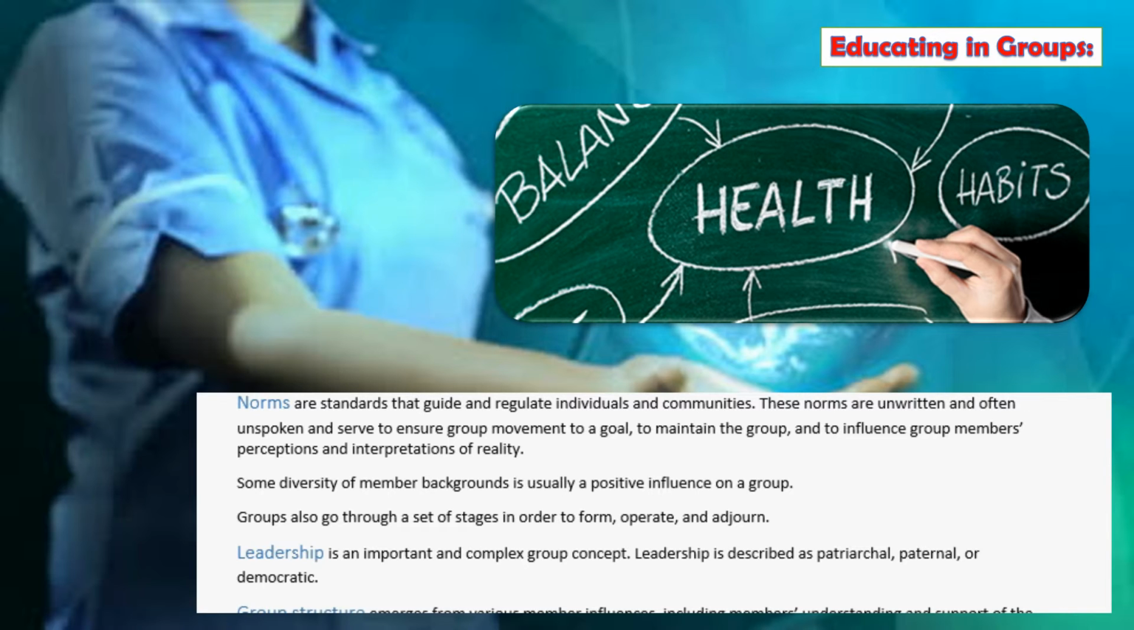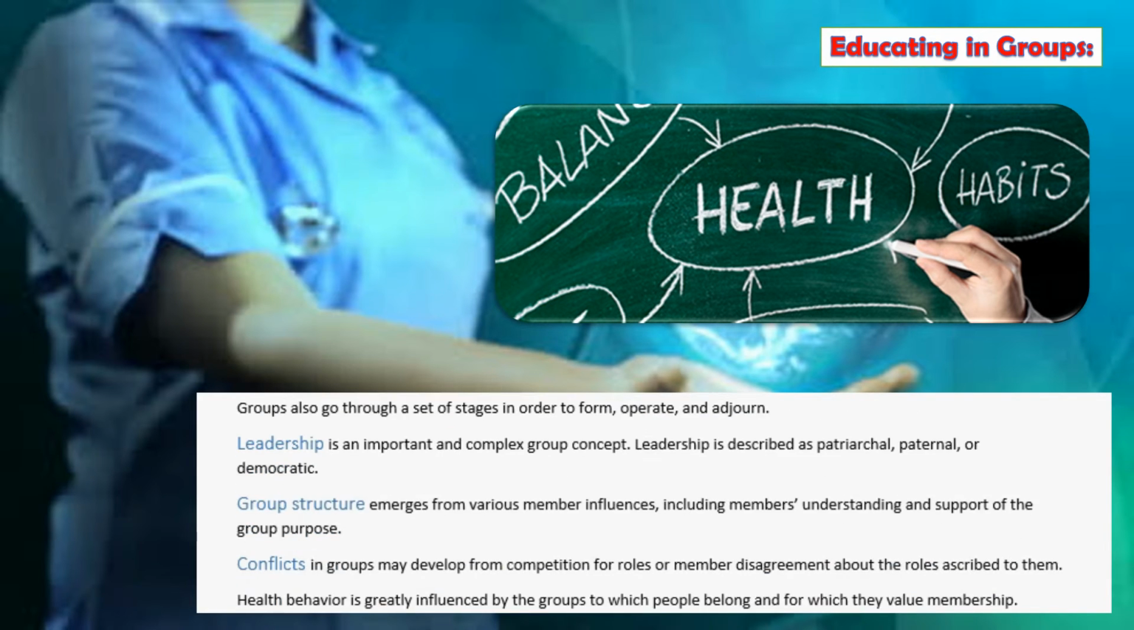Groups go through a set of stages in order to form and operate and adjourn. So you also need to know what stage the group is in. You can imagine a group of freshman students is going to be different and very well have a different group cohesion than a group of senior level students that have gone through nursing school together and are about to graduate. I'm sure you can relate to that.